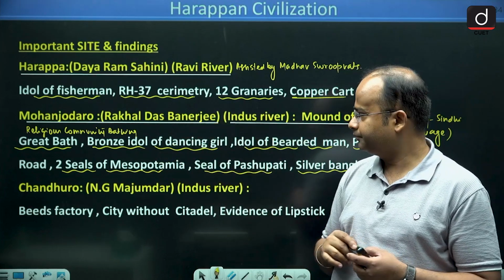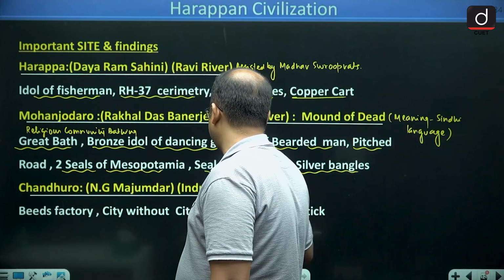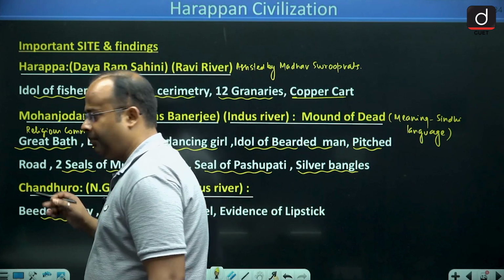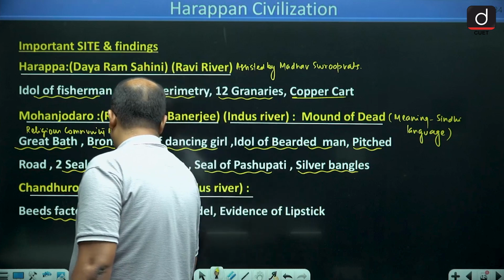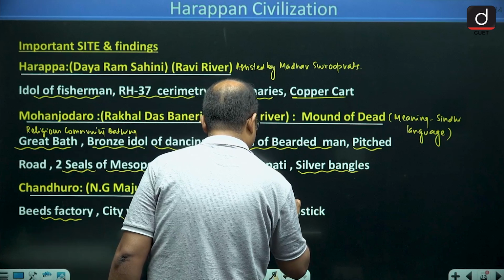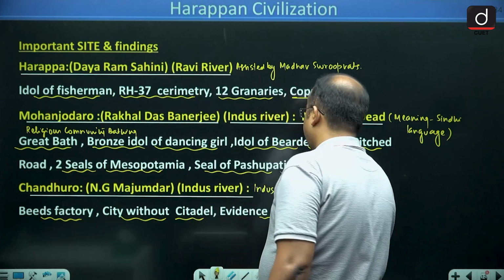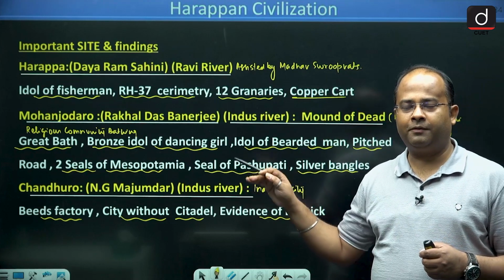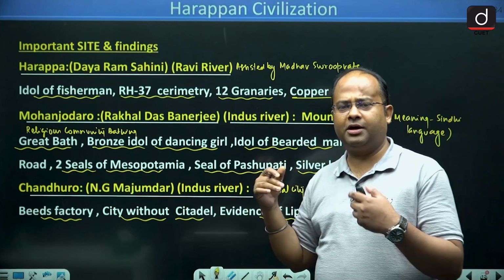Next we have Chandhudo. It was found by N.G. Majumdar and it is on the bank of river Indus. What we have found is a beads factory. Beads are used for making garlands, and it was a city without citadel, because I have told you it was an industrial city. And you will find evidence of lipstick, that shows that the females were fashion conscious. So the females of Indus Valley were aware of fashion and their beauty.